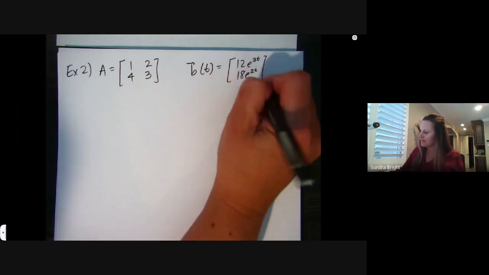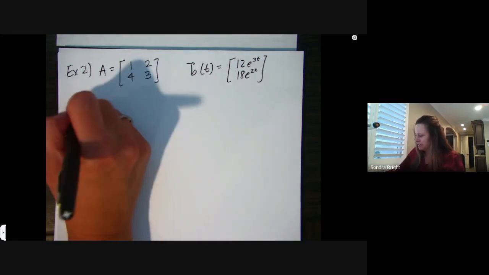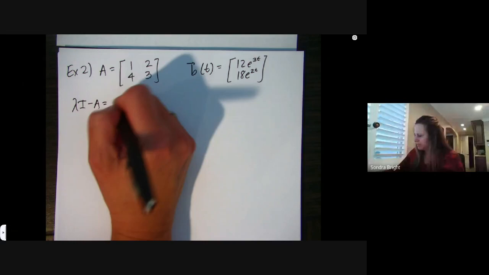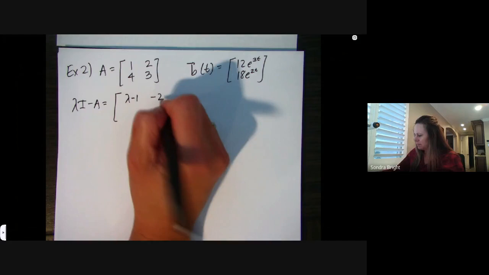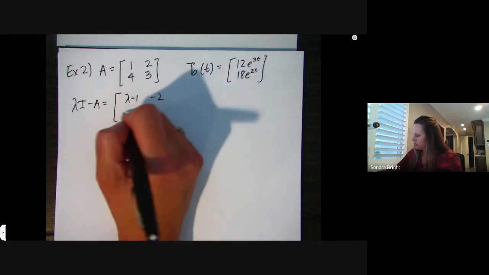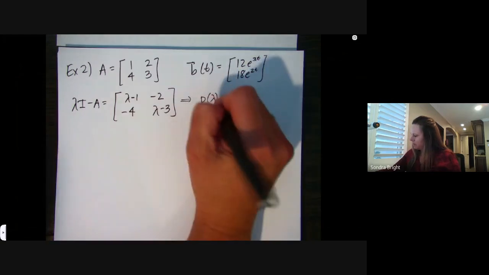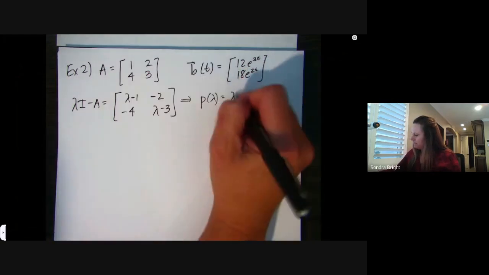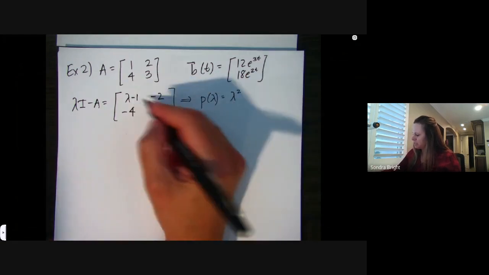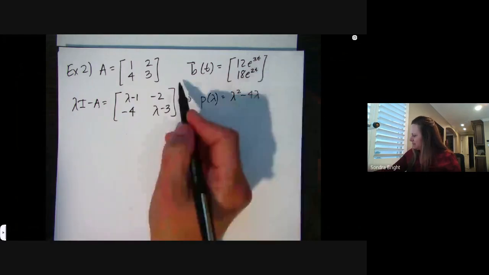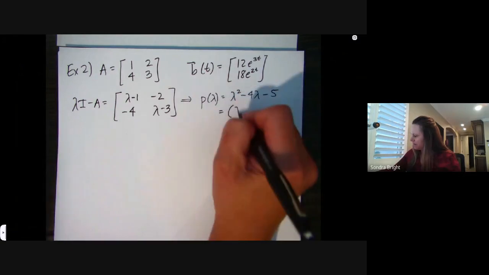All right, so we start off by finding the homogeneous solution. You're going to start off by doing lambda I minus A, which will give you lambda minus 1, 0 minus 2, 0 minus 4, lambda minus 3. So that means your characteristic polynomial will end up being lambda squared minus 3 minus 1, so minus 4 lambda. It would be a plus 3 minus 8, so a minus 5. And that means that it factors as lambda minus 5 and lambda plus 1.